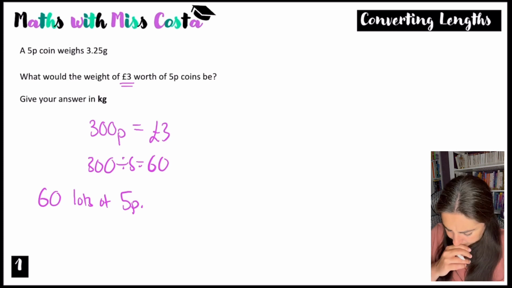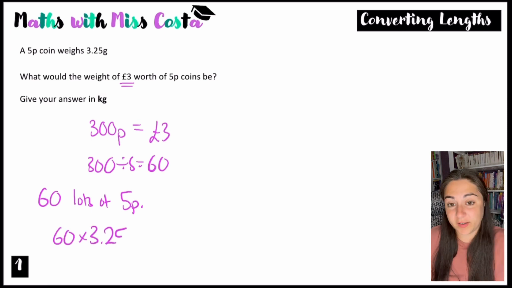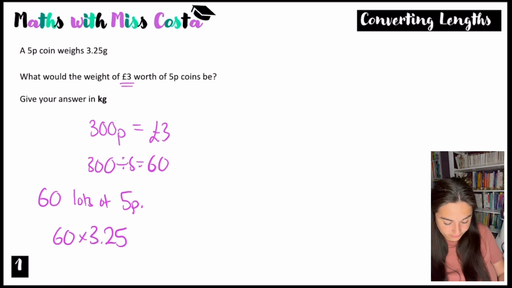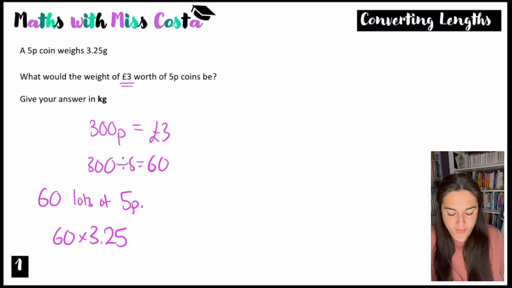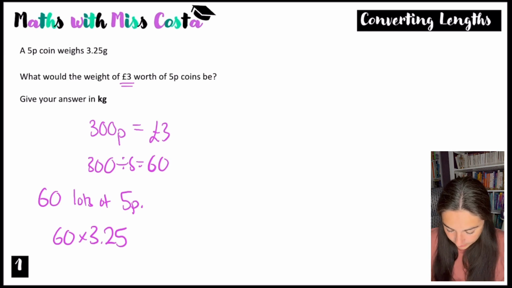Okay, so we want 60 lots of 3.25 grams because each 5p coin weighs 3.25 grams. So let's multiply that. 60 times 3.25 is 195. So 195 grams is what our answer would be.